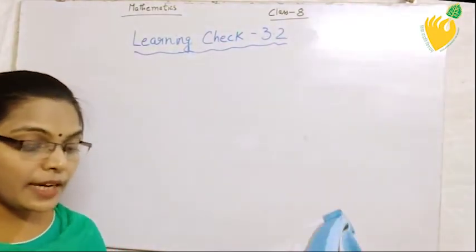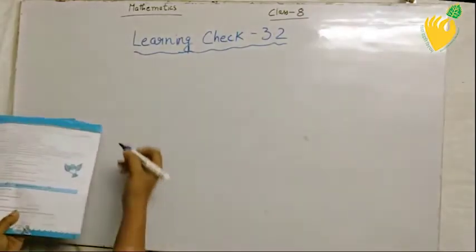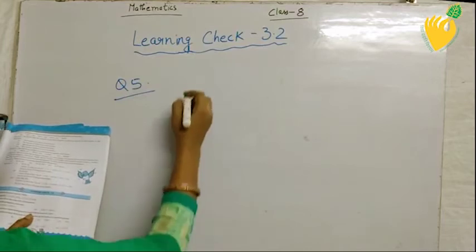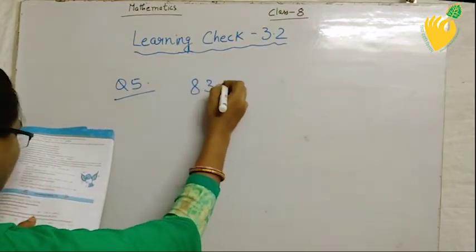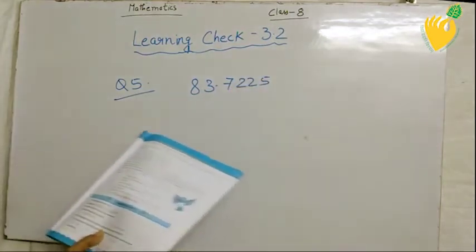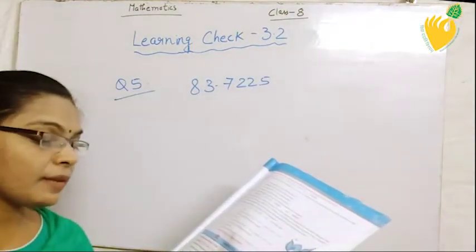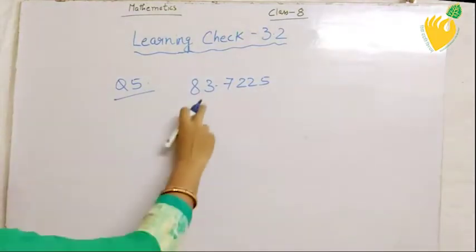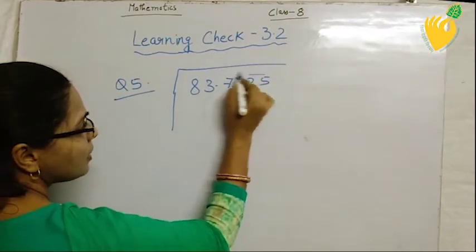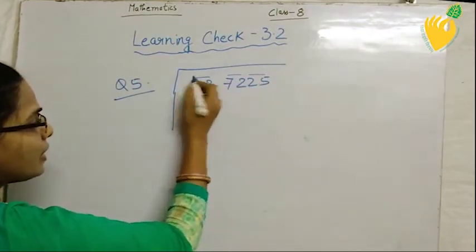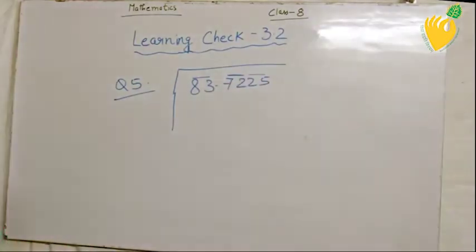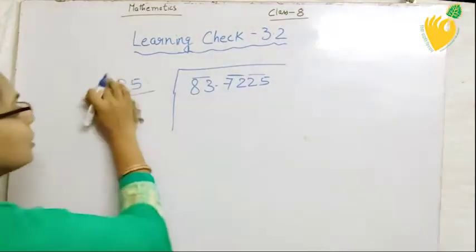Let's see the next question, students. Question number 5. I will not solve each and every question for you all, but I will explain and you will solve it on your own. 7225. The question is, what number when multiplied by itself will become this? So simply you have to find the square root, and you will start making pairs from the right hand side, and you will get 3 pairs, and will simply solve it as I have earlier explained to you.